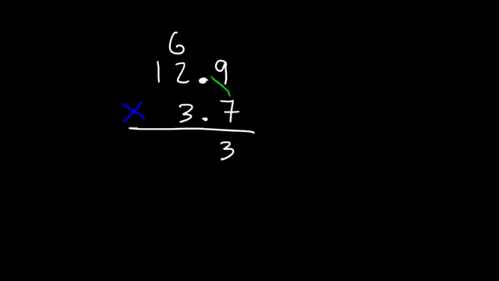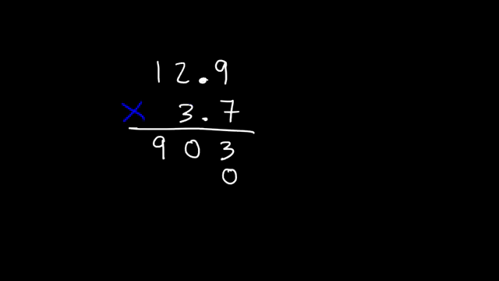Next, let's multiply 2 times 7. 2 times 7 is 14 plus 6. That's going to be 20. So we're going to write the 0 and carry over the 2. Next we have 1 times 7, which is 7 plus 2. That's equal to 9. Now let's add a 0. Let's get rid of these numbers.